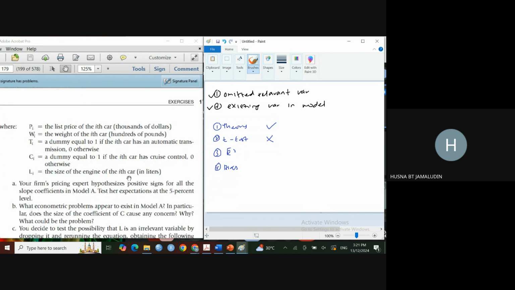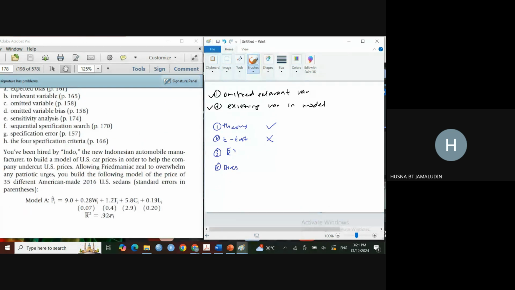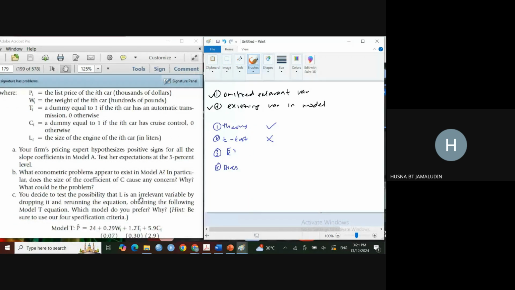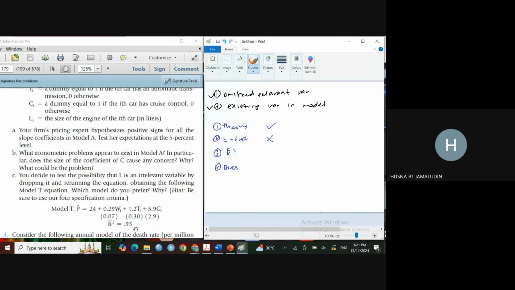Okay, how about r bar square? So when you drop the previous r bar square is 0.92. When you drop the L, what happened? Your r bar square is improved or reduced? Improve little bit only. Okay, at least it improved, right? So r bar improved means that the previous L shouldn't be in the equation because improve means it does improve the estimation, even though a little bit.